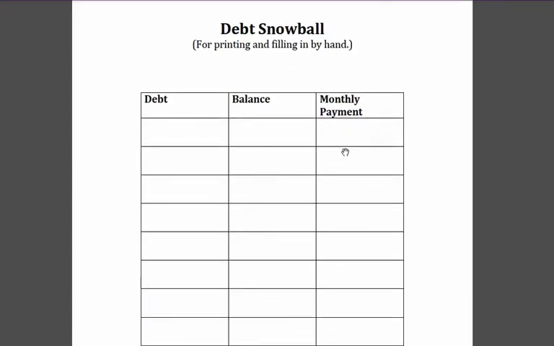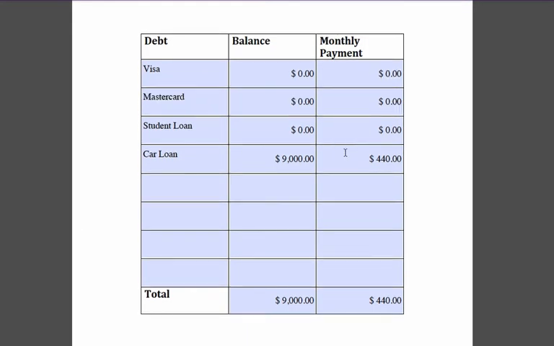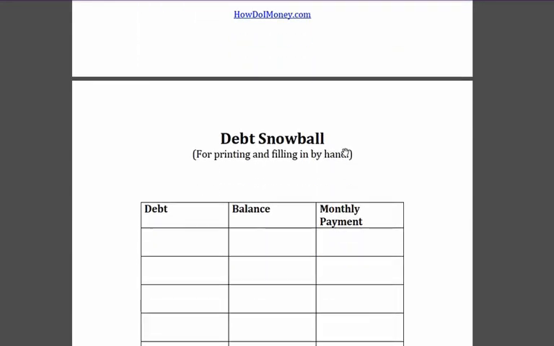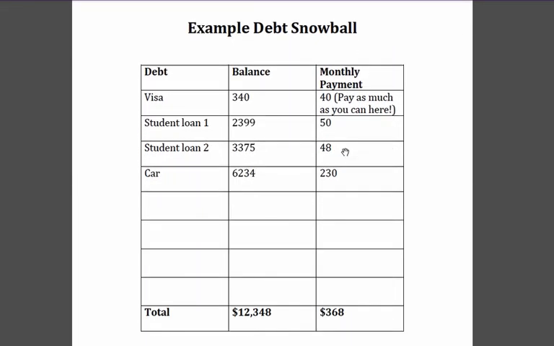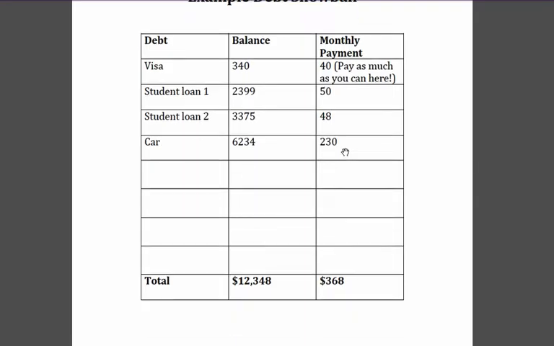Now this little ebook has a form here you can print if you want to fill it out by hand. If for some reason this is giving you trouble, or you'd rather do it by hand and print it out, maybe hang it on your refrigerator or something like that, that would be wonderful. A different example down here. I didn't use these numbers, but this is just a different example of the debt snowball.